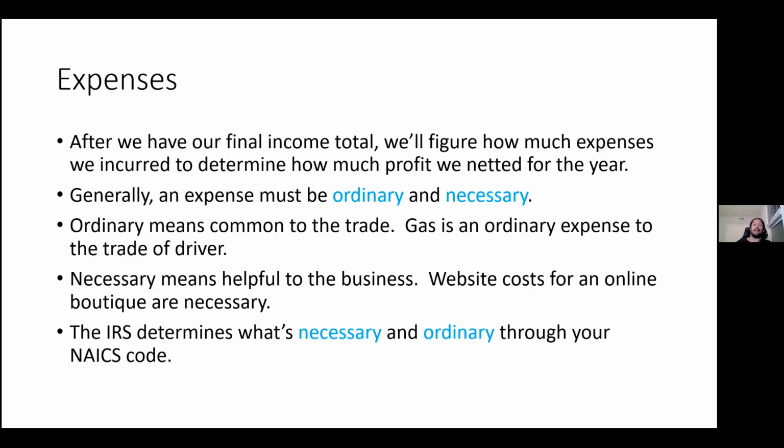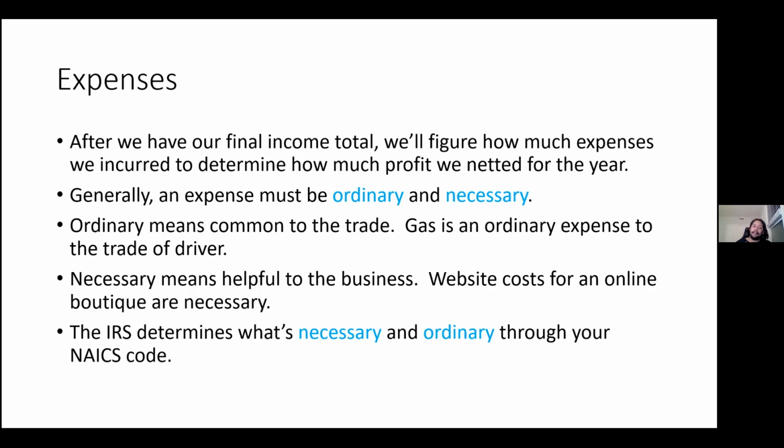So when we're thinking about expenses, generally an expense must be ordinary and necessary. It has to be both. Ordinary means common to the trade. Gas is an ordinary expense of the trade of driver. I'm an accountant, so, I don't know, paper, I guess. I generally like to do most of my stuff online, but paper is a necessary and ordinary expense of most office jobs. So paper is ordinary, meaning yeah, I'm going to be using paper in this trade. I'm not going to be using a lot of gas.